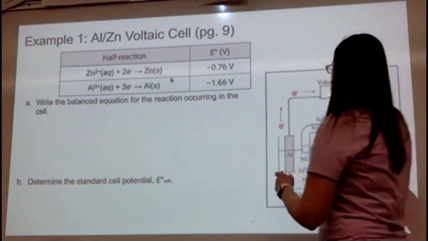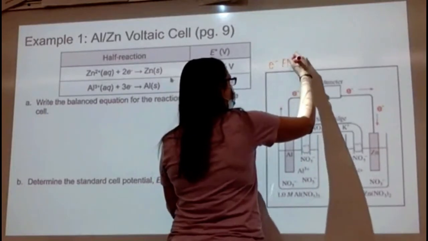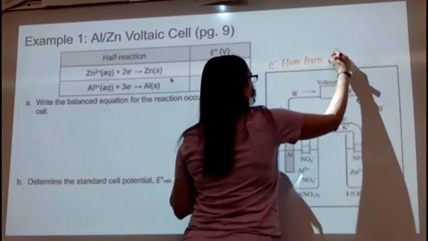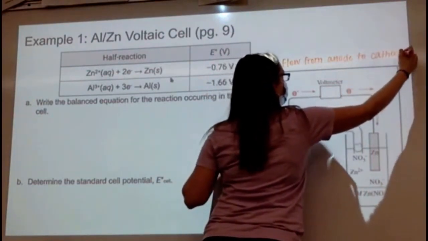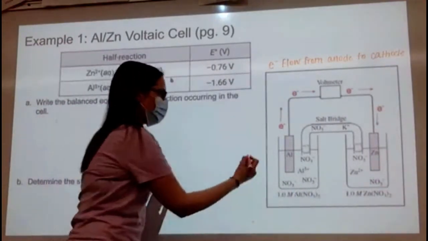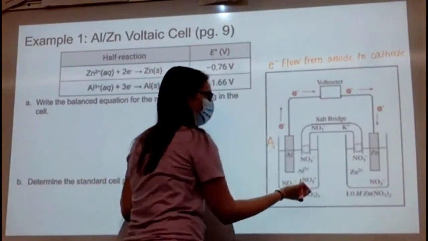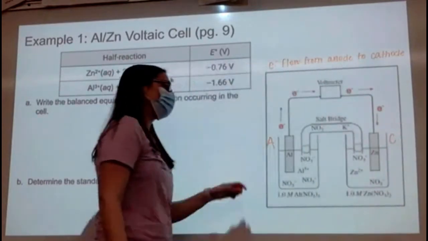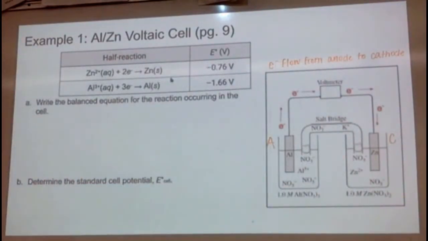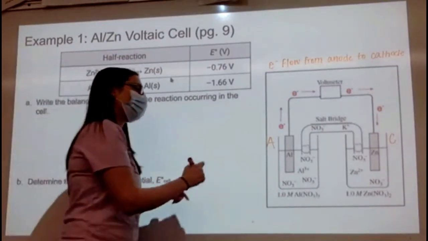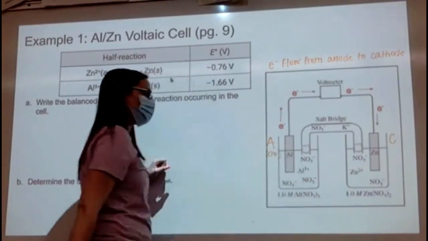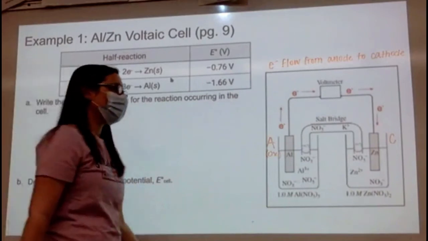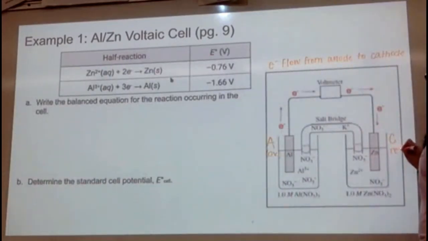Well, remember that your electrons flow from the anode to the cathode. So that means that Al must be the anode, Zn must be the cathode. And I'm going to label one more thing on here just to help us remember. At the anode, oxidation is occurring. At the cathode, reduction is occurring.